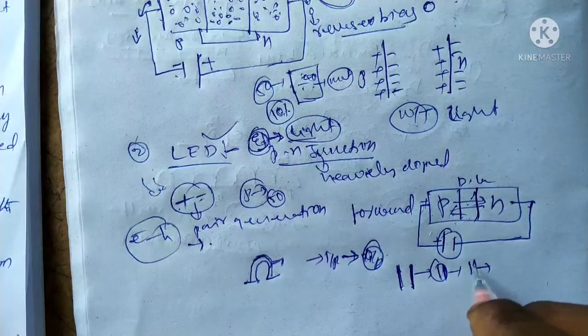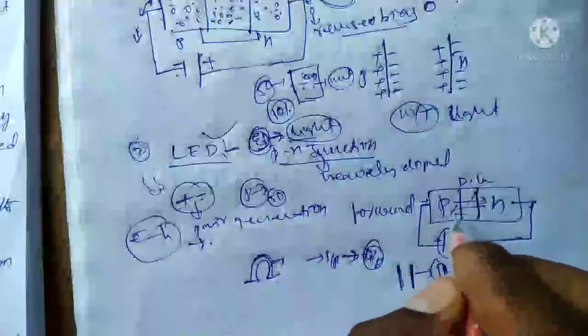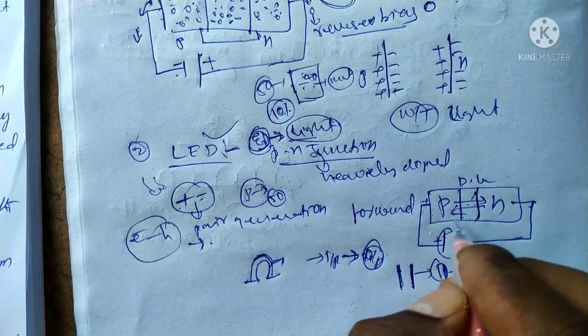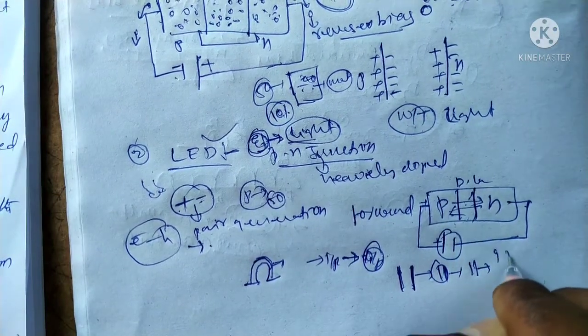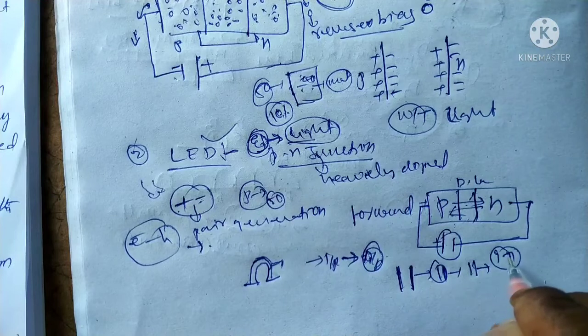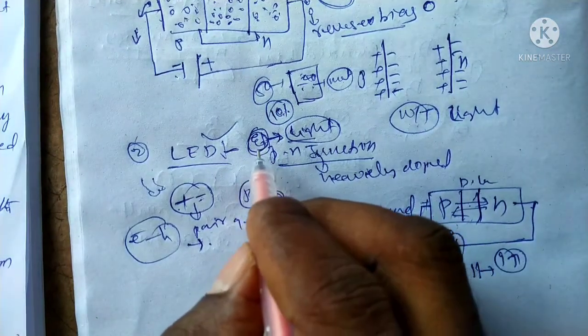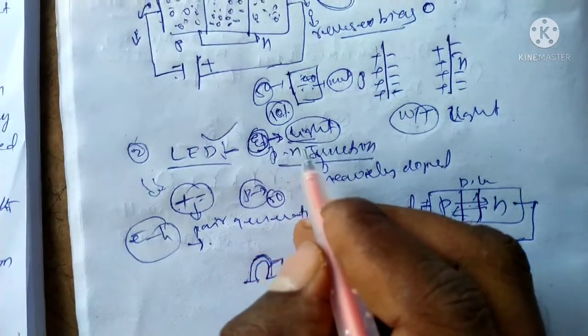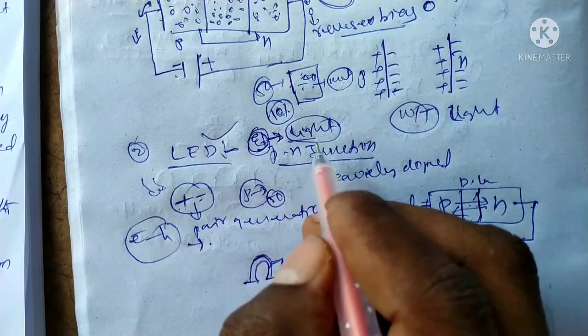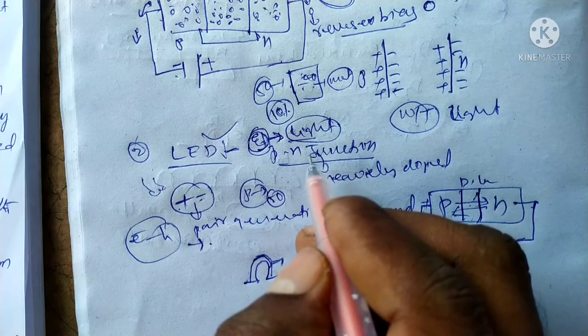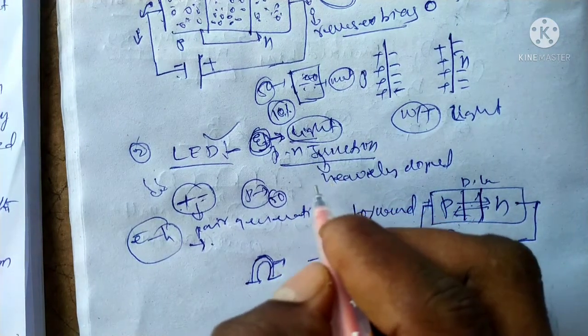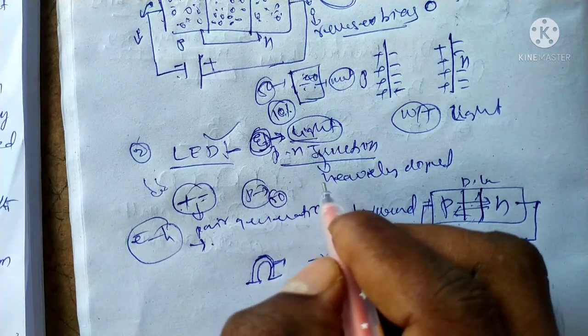When the width of the depletion layer decreases, the flow of electrons increases. When the flow of electrons increases, we get high current. The emission of current is high. This current is nothing but electrical energy converted into light energy.